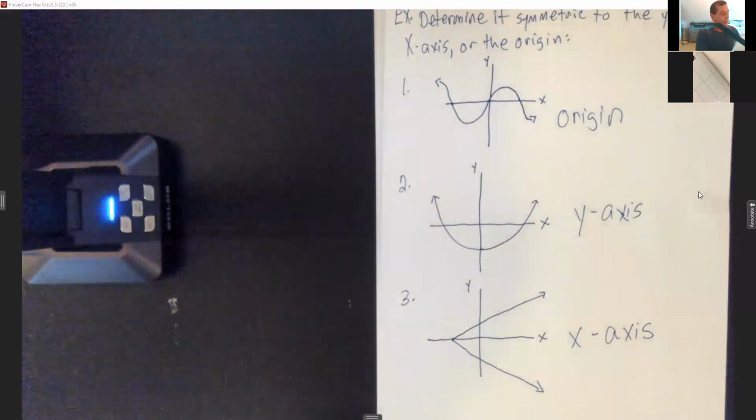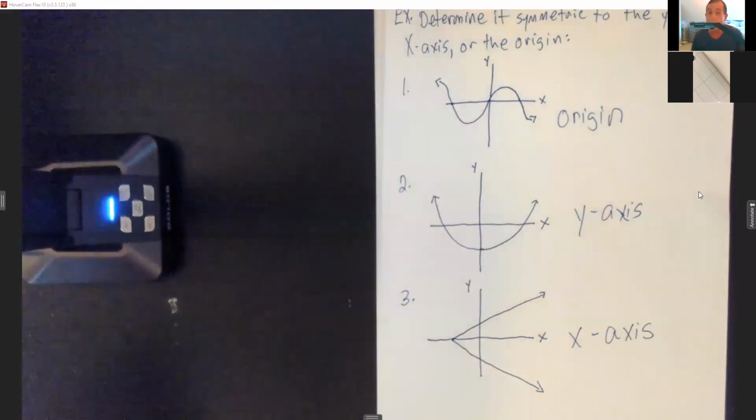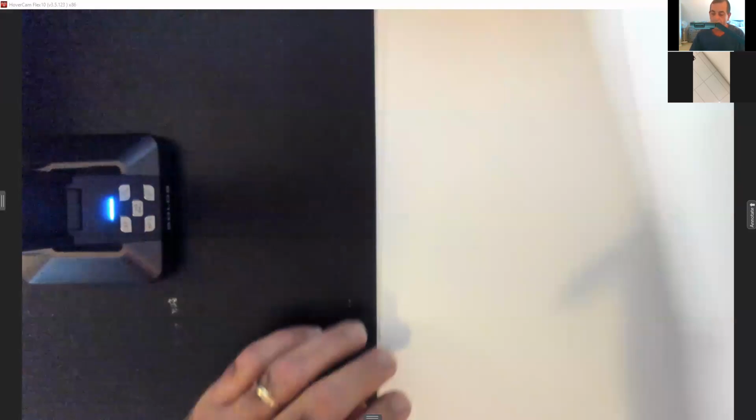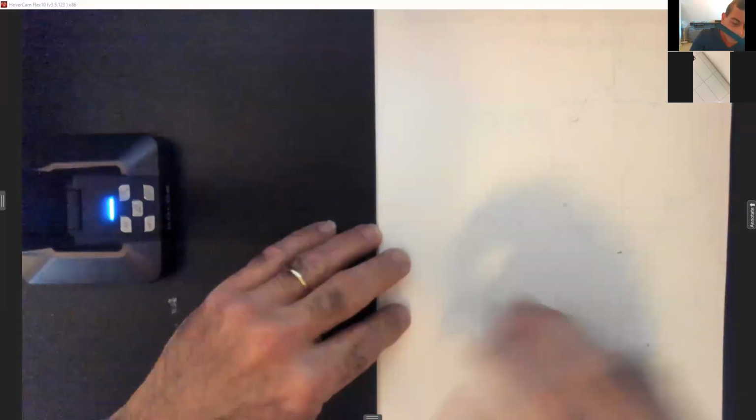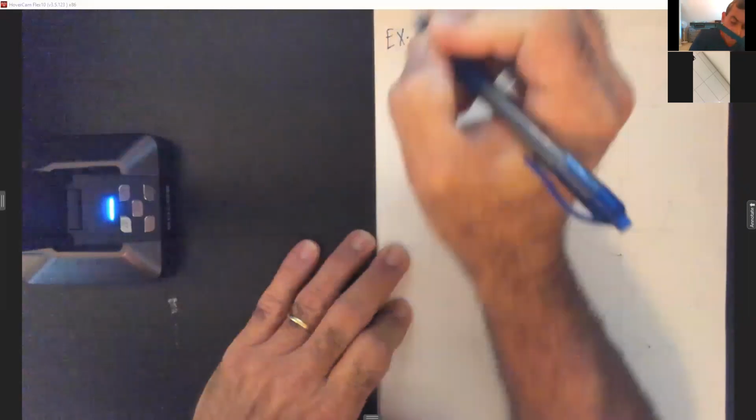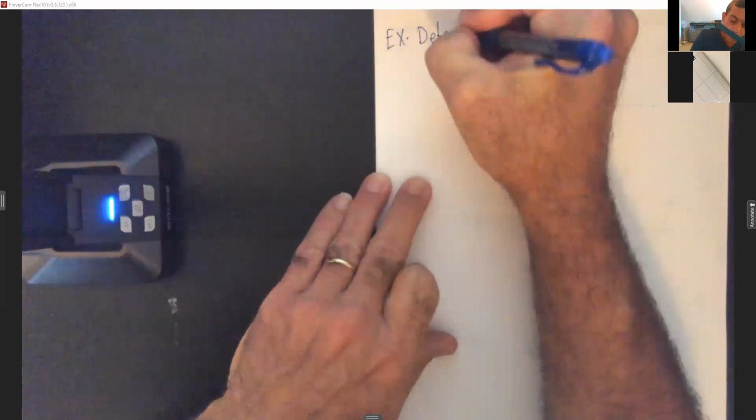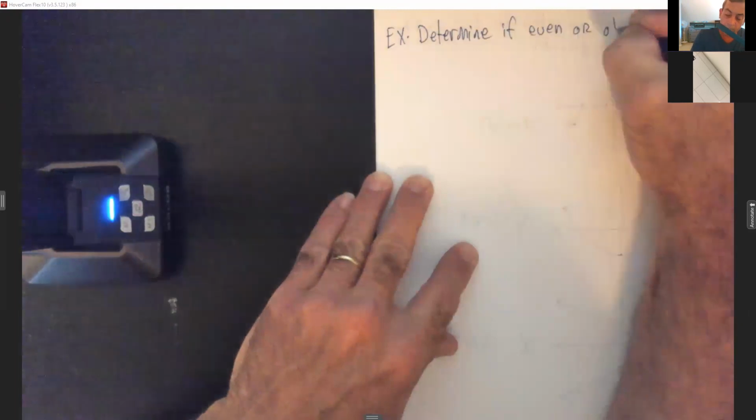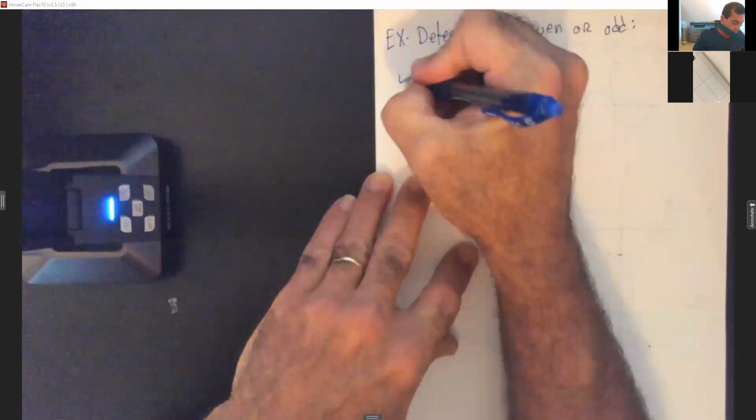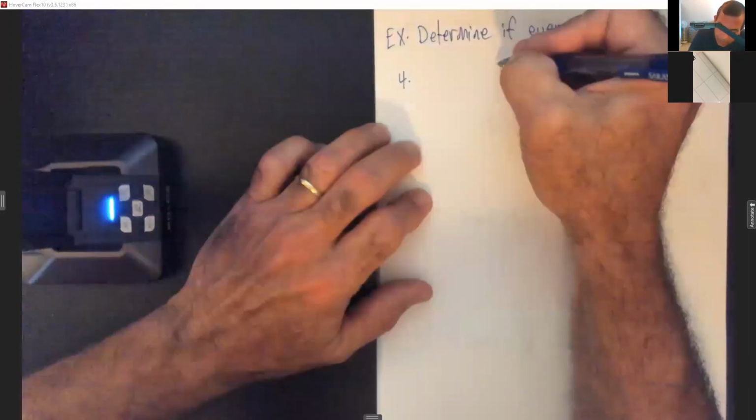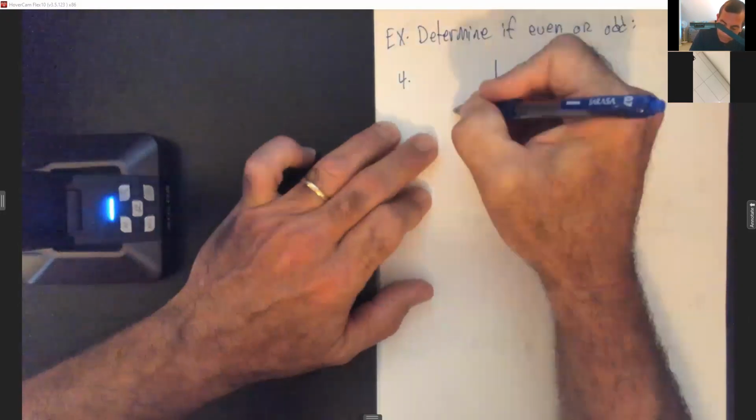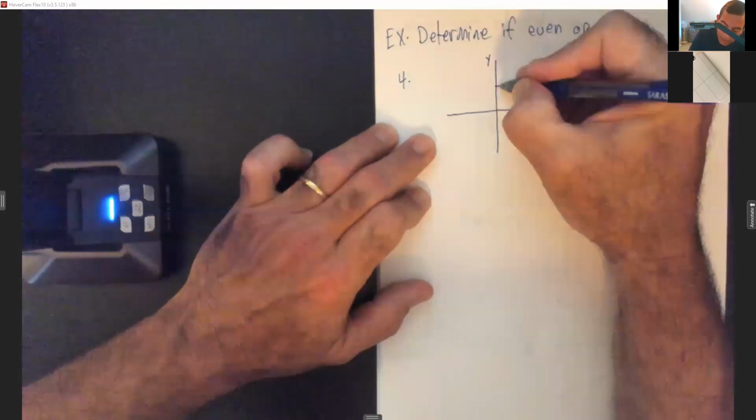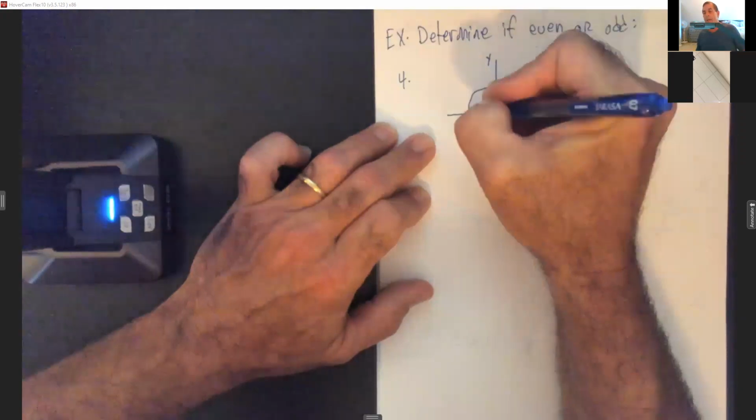All right, so the last 2 deal with even and odd. So I'm going to flip it over. So we're going to determine if even or odd. So this would be like number 4. All right, so let me draw this picture. All right, y'all, this one comes down like this on that side, and then comes down like that on the left side.